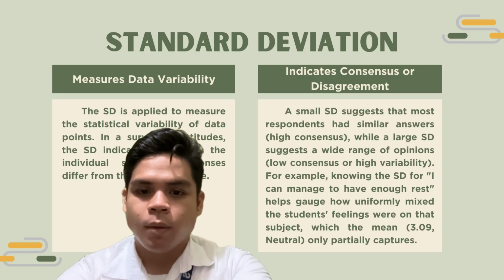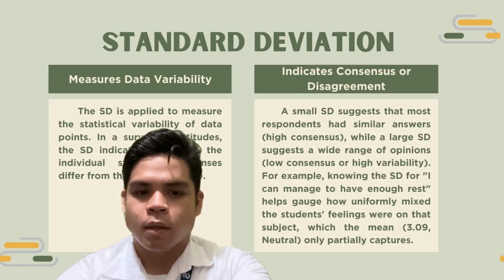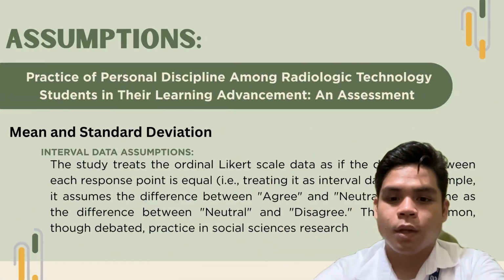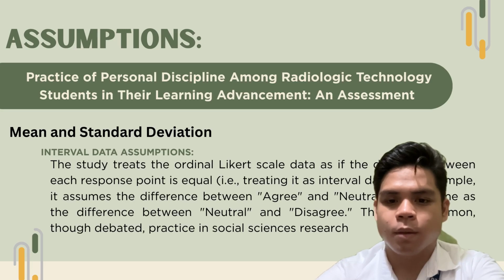For example, knowing the SD for "I can manage to have enough rest" helps gauge how uniformly mixed the students' feelings were on this subject, which the mean of 3.09, neutral, only partially captures. So for the assumptions of this research, we have the mean and standard deviation, which is under interval data assumptions. So the study treats the ordinal Likert scale data as if the distance between each response point is equal. And then next we have the percentage and frequency. So under that is the independence. The responses for each item are assumed to be independent of one another across the different respondents. That is, one student's answer does not influence another student's answer.